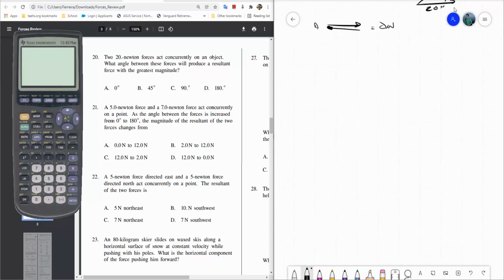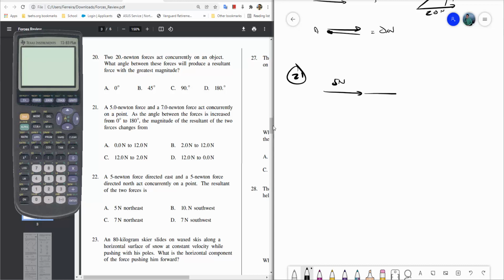21: A 5 Newton force and a 7 Newton force act concurrently on a point. As the angle between the forces increases from 0 to 180, the magnitude of the resultant of the two forces changes from what? So if it's 0, you have a 5 Newton force and a 7 Newton force together. When you put these together, you get 12 newtons.